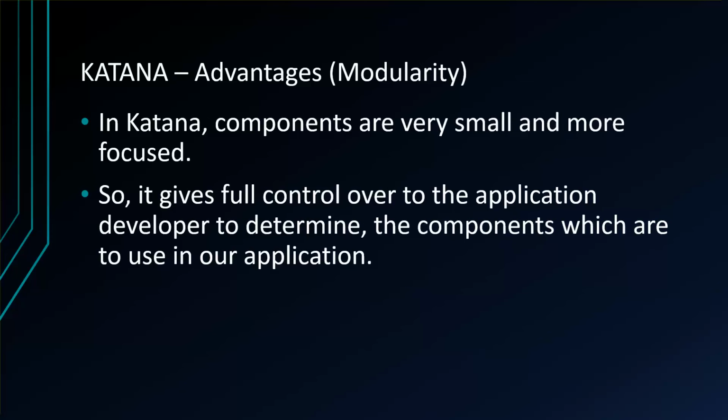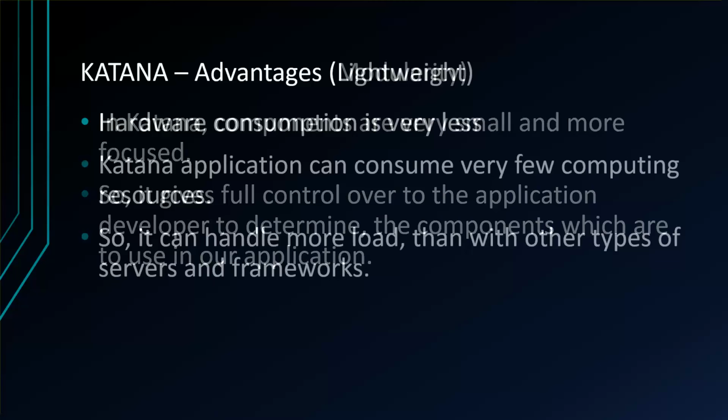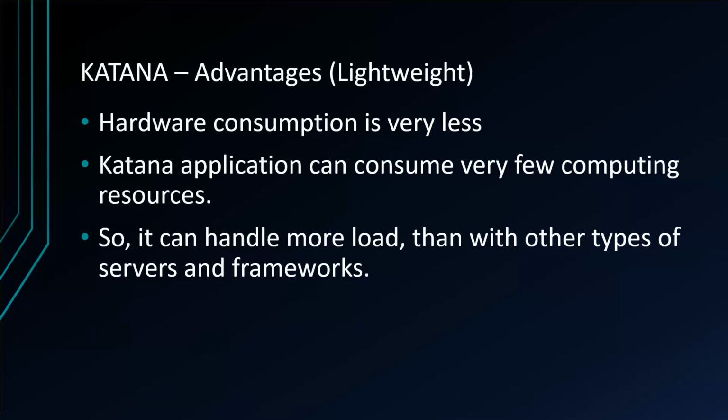In respect of modularity, the Katana components are very small and more focused. It gives the application developer full control to determine the components to use in the application. That means we have a composable set of middleware we can stick in the request pipeline, and complete command over how the request should be processed before it reaches the web server. Lightweight means less hardware consumption; it consumes very few resources, so it is moreover portable and lightweight.